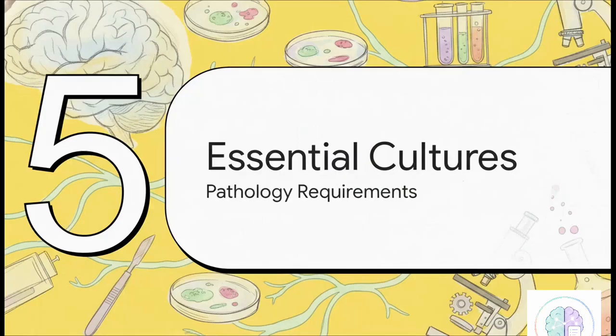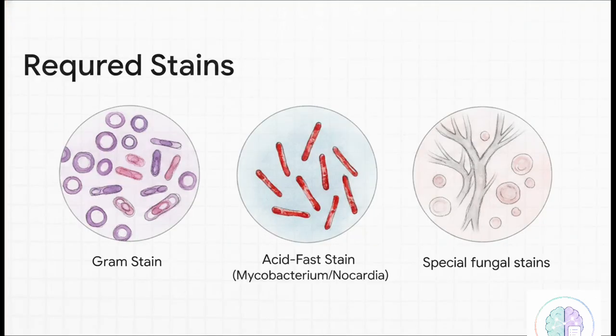Section 5. Essential cultures. The second that aspirated material hits the pathology lab, an exhaustive battery of stains is required. It's real detective work. A basic gram stain is up first. Then an acid-fast stain, or AFB. This one is absolutely critical because Mycobacterium and the genus Nocardia resist decolorization, meaning they will strikingly appear red under the microscope while everything else stains blue.